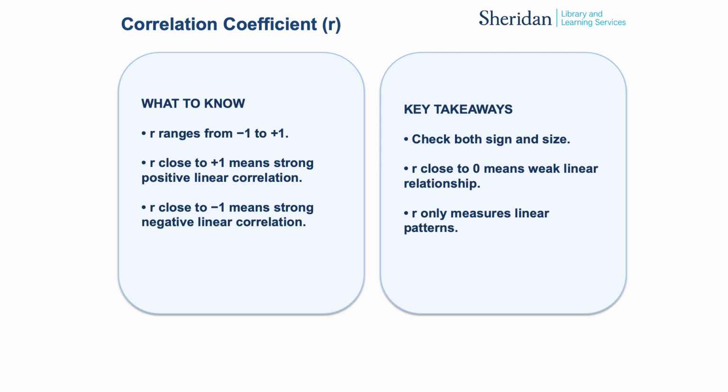If R is negative, the variables move in the opposite direction. As one variable increases, the other tends to decrease. For example, as the price of a product increases, customers' demand often decreases.